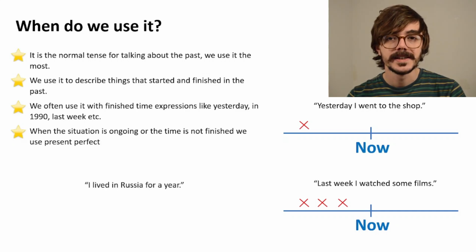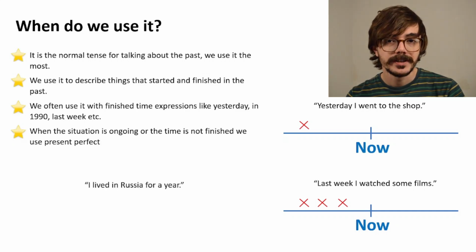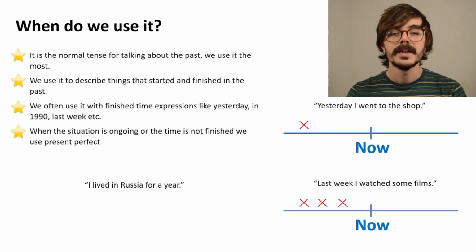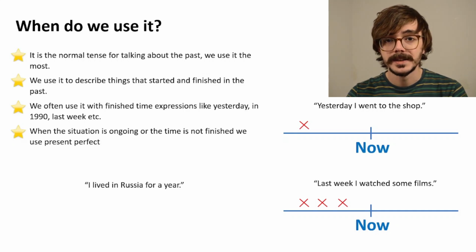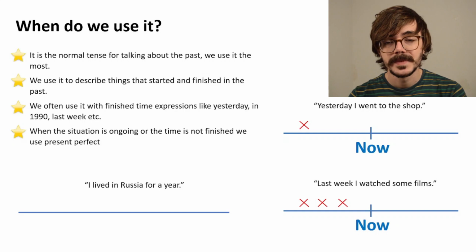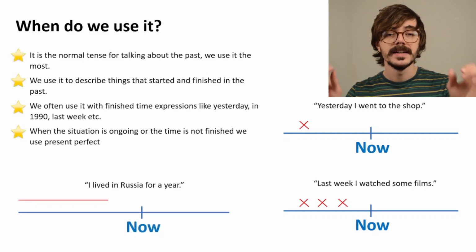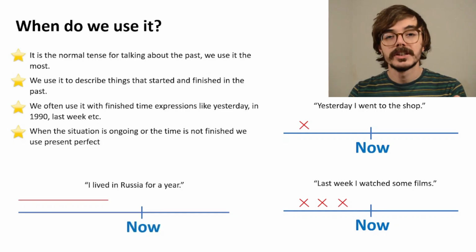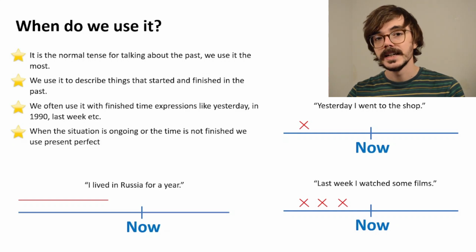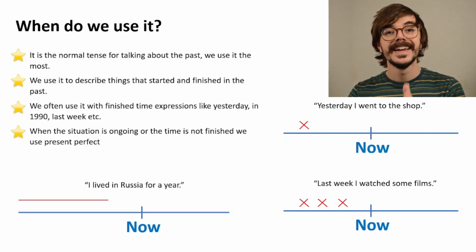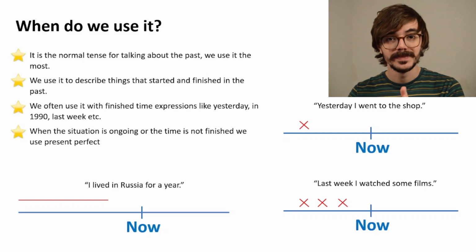Here's a new sentence. I lived in Russia for 1 year. So how would we draw this on a timeline? Like this. You can see that red line represents living in Russia, and you can see it started in the past and it finished in the past too. So we can use the past simple.